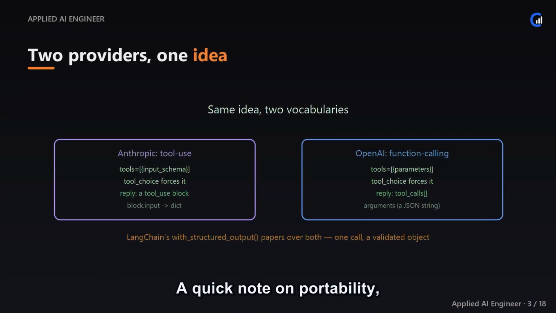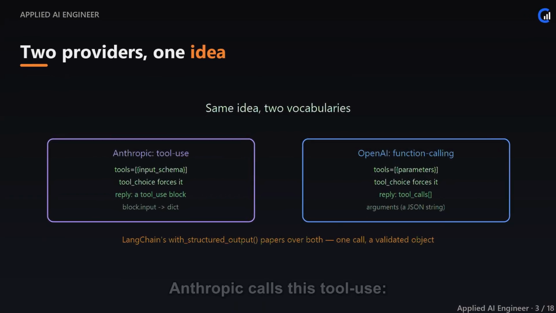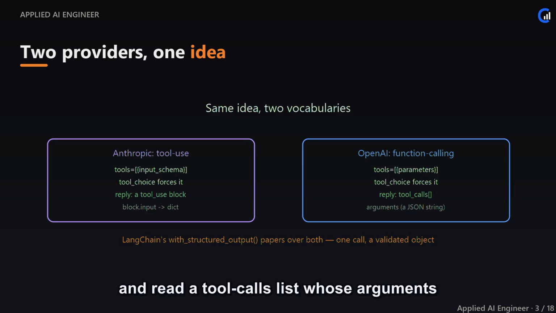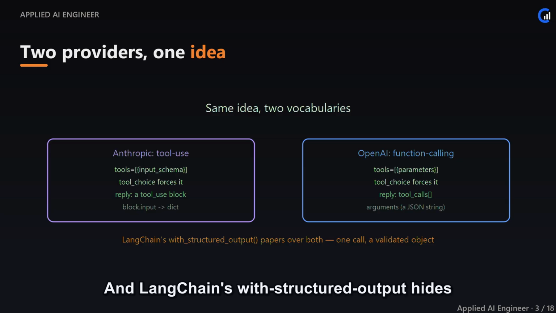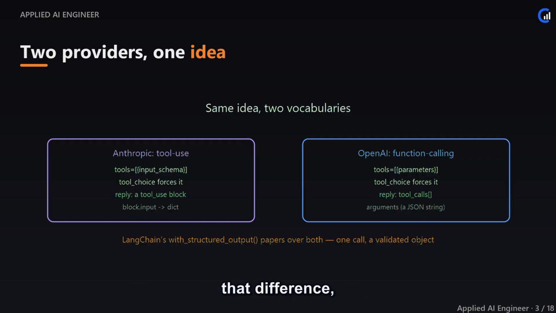A quick note on portability, because you'll meet both. Anthropic calls this tool use. You pass an input schema, force the call, and read a tool-use block whose input is already a dictionary. OpenAI calls it function calling. You pass a parameters schema, force the call, and read a tool calls list whose arguments are a JSON string you still have to parse. Different names, slightly different envelopes, identical idea: give the model a typed function to call. And LangChain's with_structured_output hides that difference, just like our LLM.py adapter from episode 1.